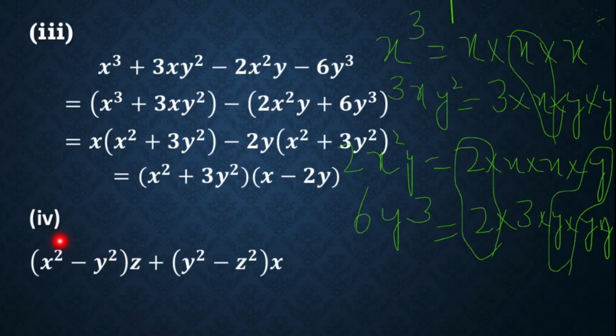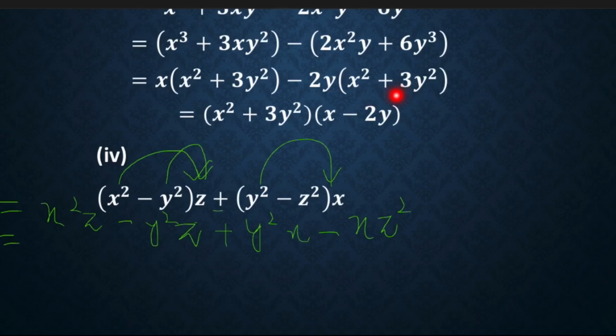Now students, what we have to do is make the pairs, but the pairs should be such that we can get a common factor. So to make the common factor, we have to shuffle the terms. X square z minus x z square, positive and negative term, so we will write the positive term. Y square x will be written x y square, then the negative term minus y square z.